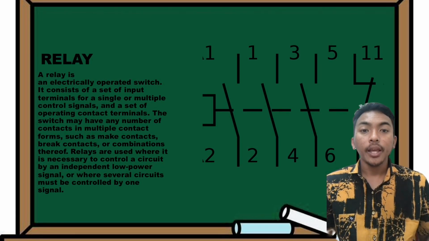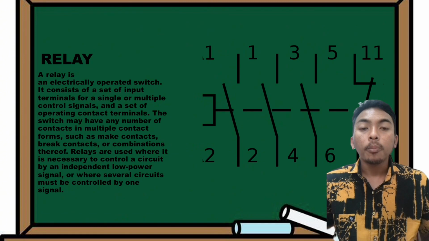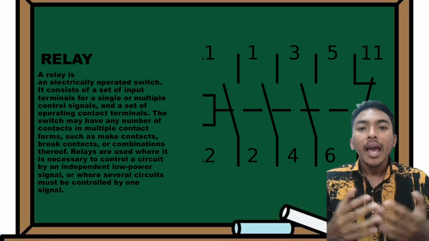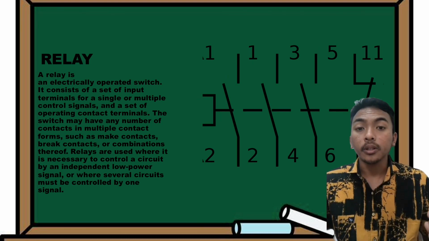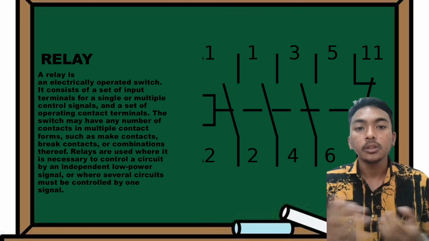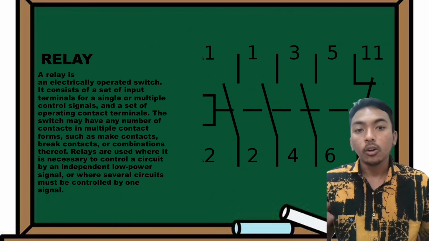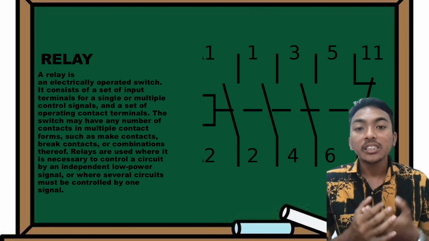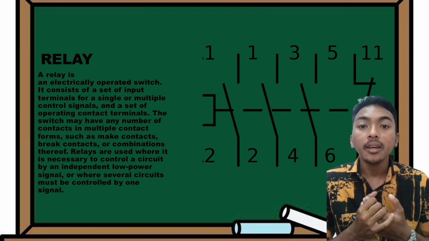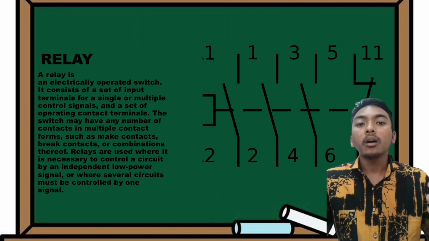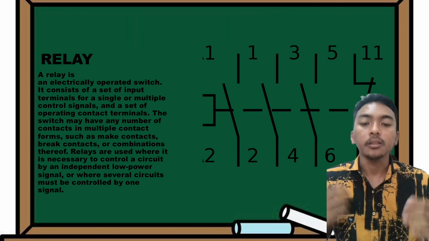And now we have a relay. A relay is an electrically operated switch. It consists of a set of input terminals for a single or multiple control signals, and a set of operating contact terminals. The switch might have any number of contacts in multiple contact forms, such as make contacts, break contacts, or combinations thereof. Relays are used where it is necessary to control a circuit by an independent low-power signal, or where several circuits must be controlled by one signal.